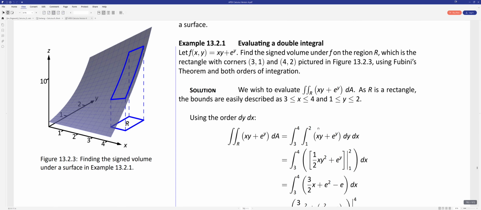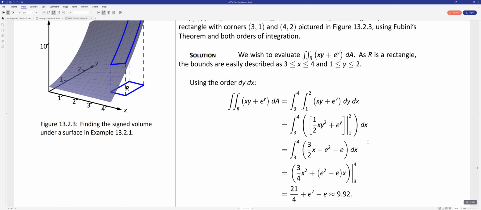Okay, so I'm doing my inside integral here first. The y limits are 1 and 2, and for the x, the limits are 3 and 4. So you're doing the inside integral and integrating partially with respect to y. When you integrate xy with respect to y, the x is a constant, so you'll get y squared on 2, giving me a half xy squared.